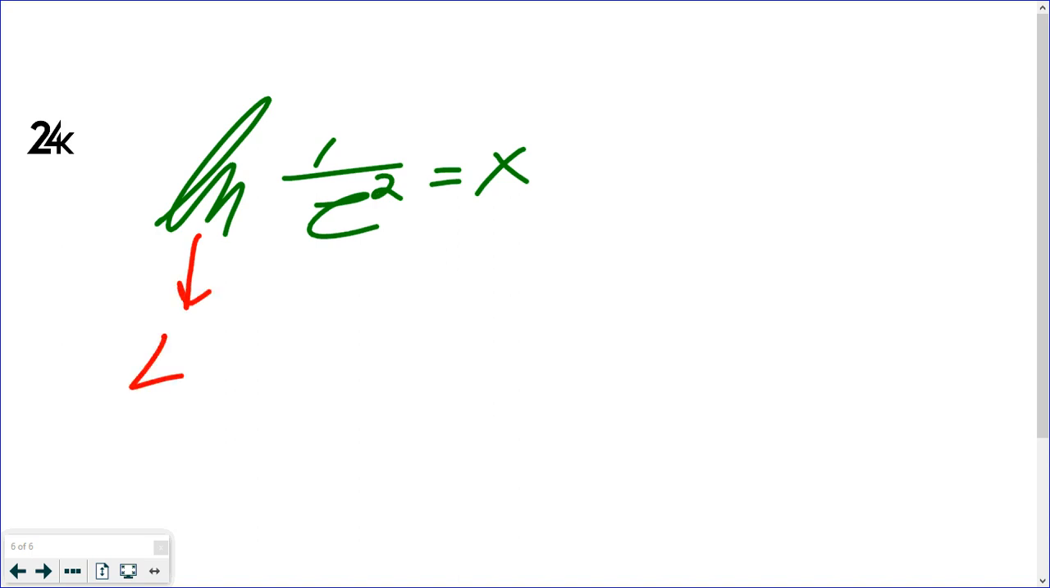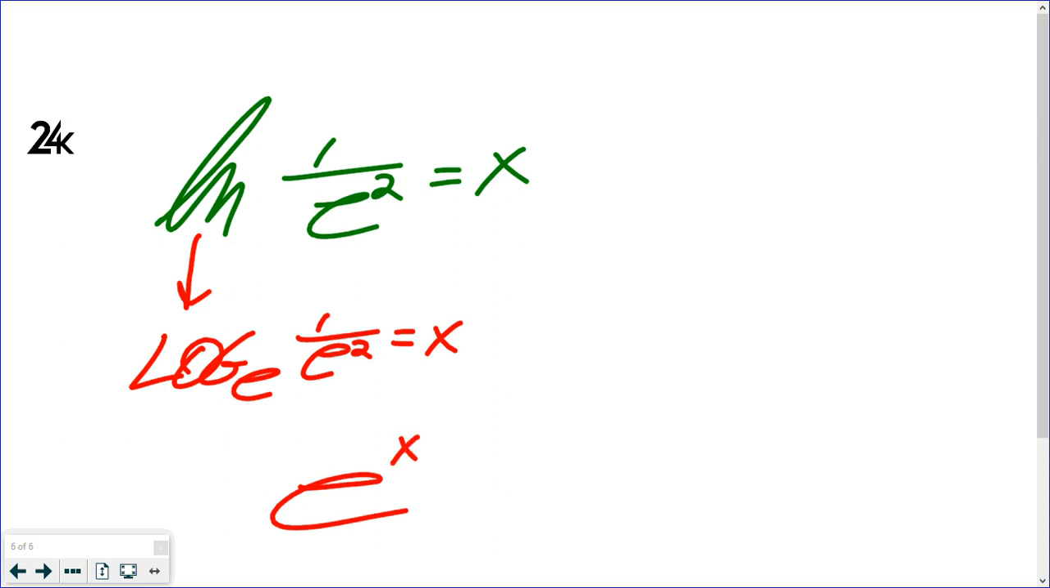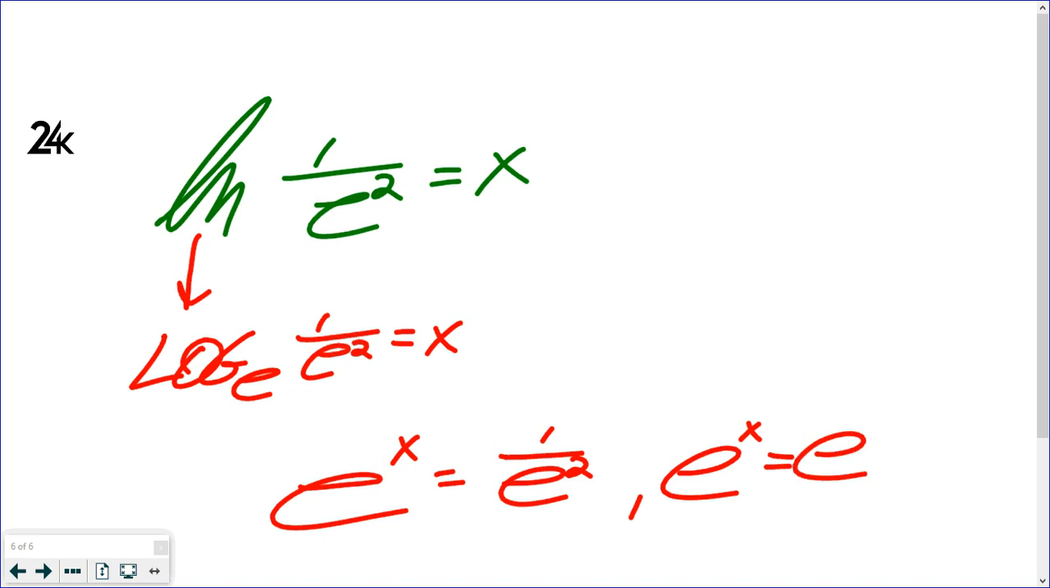Rewrite this as log base e, and that would still be e squared. We don't know what the answer is, but now it's going to be e to the x equals 1 over e squared. Oh, so this is e to the x equals e to the -2. So x equals -2. I already knew the answer was -2 way up here, but maybe you didn't. But maybe now you do.